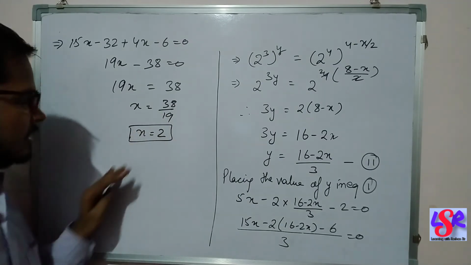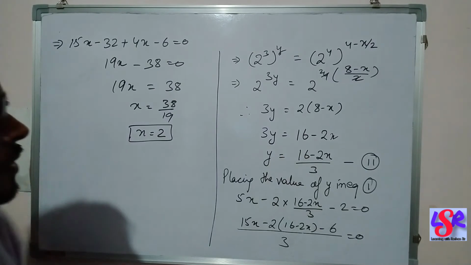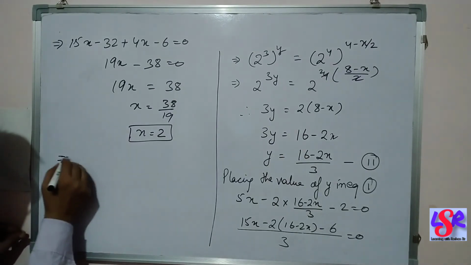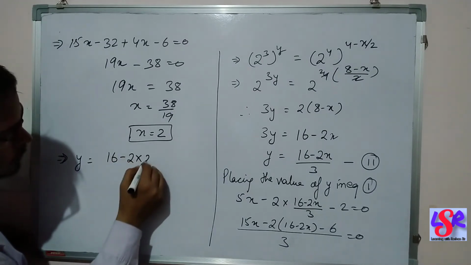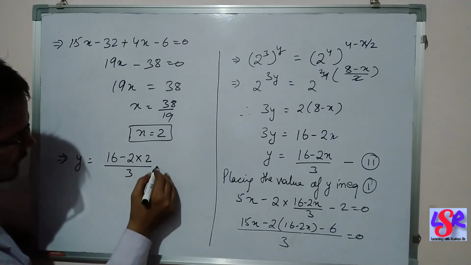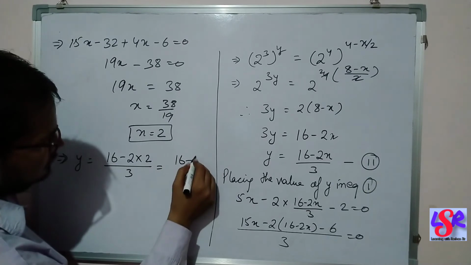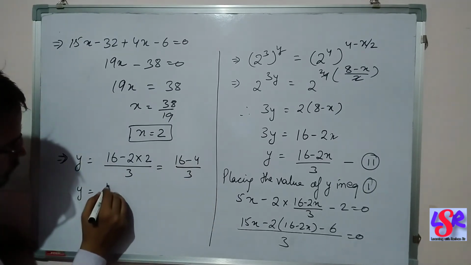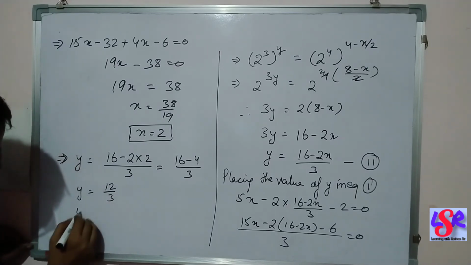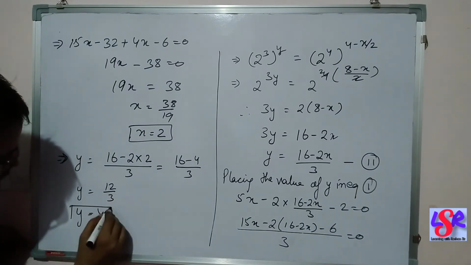Now we can place the value of x in equation number 2, and on doing so we get y equals (16 minus 2 into 2) upon 3, that is equals (16 minus 4) upon 3. So y equals 12 upon 3. So y will be equal to 4 as the answer.